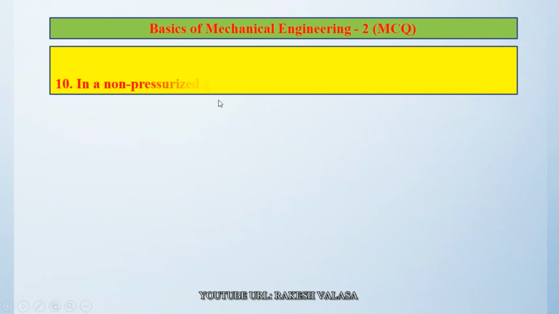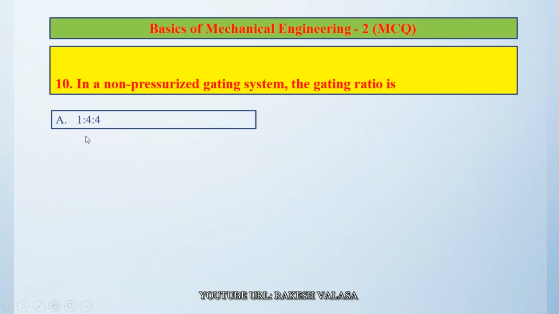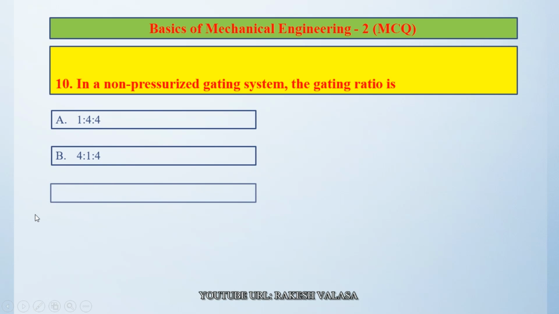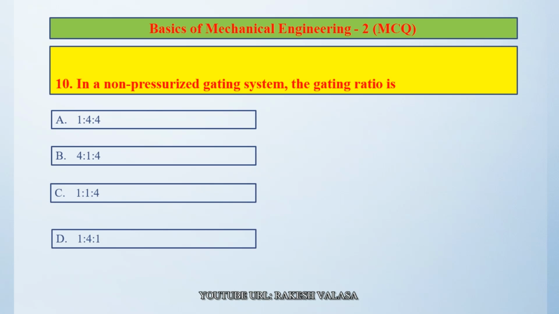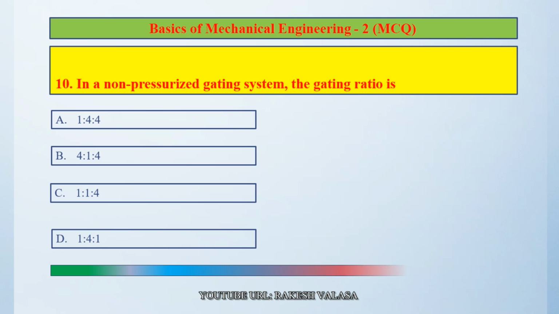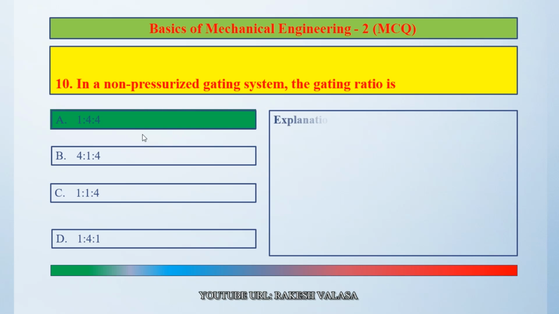Question number 10. In a non-pressurized gating system, the gating ratio is option A, 1 is to 4 is to 4, option B, 4 is to 1 is to 4, option C, 1 is to 1 is to 4, option D, 1 is to 4 is to 1. The correct answer is option A, that is 1 is to 4 is to 4. Let us see the explanation.